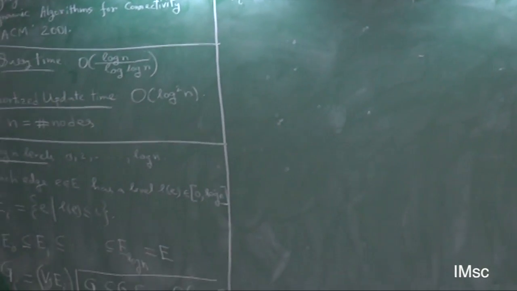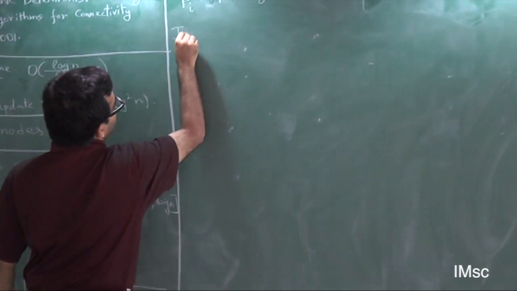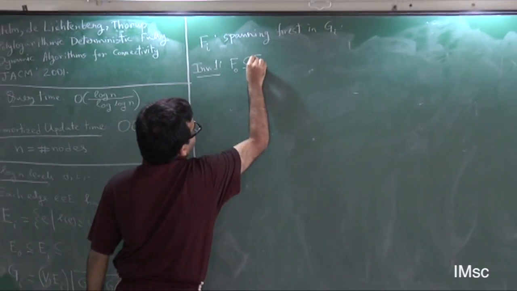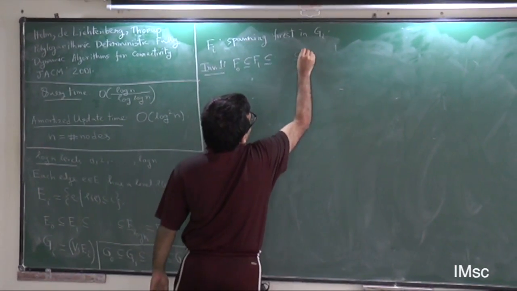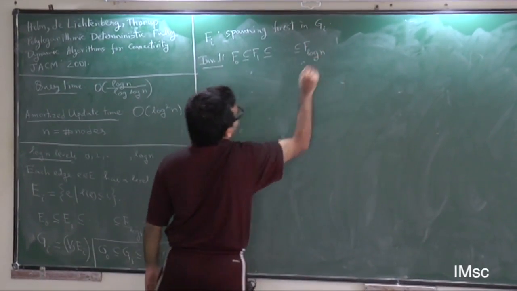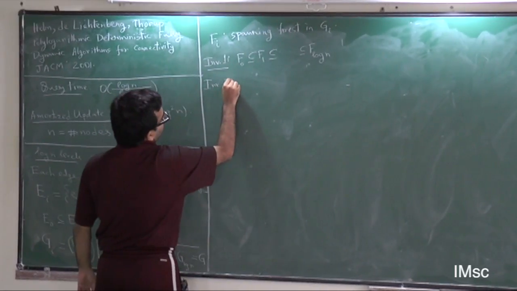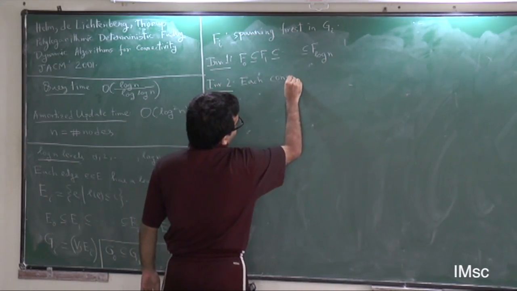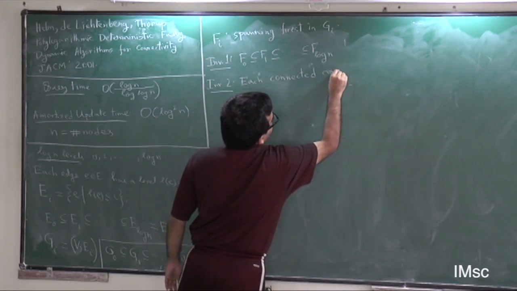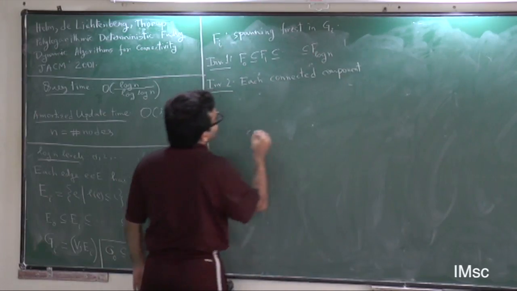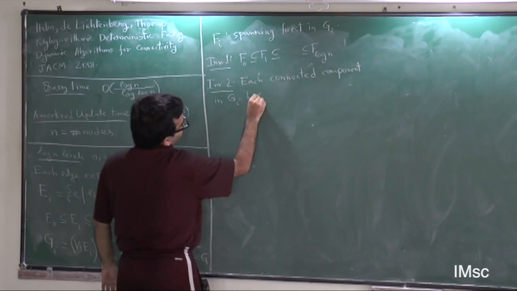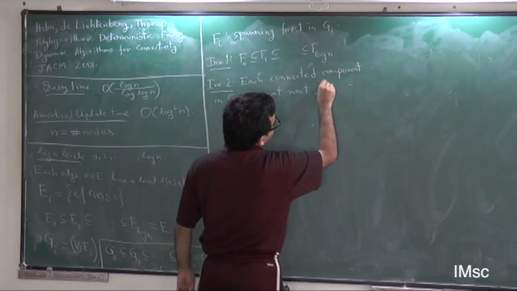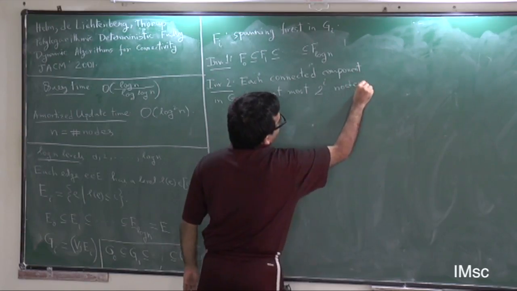Now the algorithm is just going to maintain two invariants. Invariant 1 says that these spanning forests are contained within one another. And invariant 2 upper bounds the size of each connected component in G_i. So each connected component in G_i has at most 2 to the power i nodes.